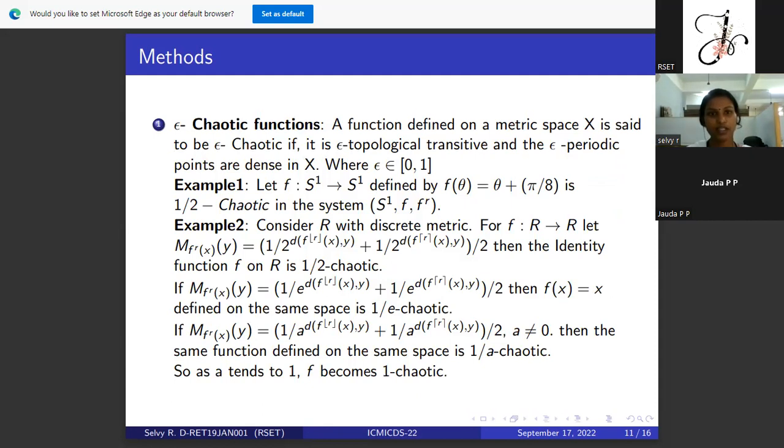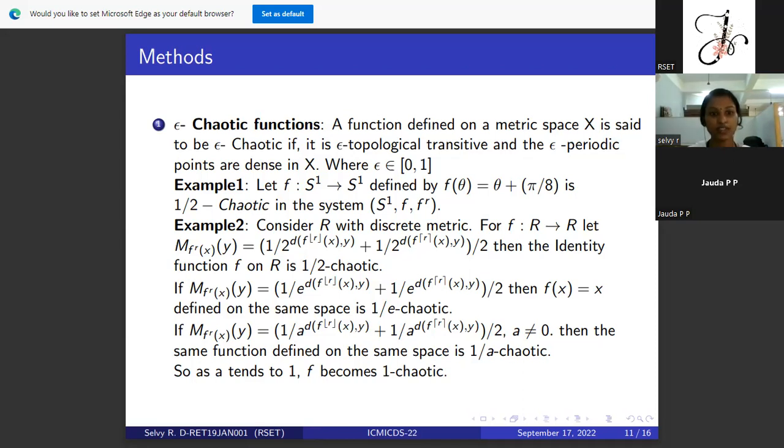For example, let f from S¹ to S¹ be defined by f(θ) = θ + π/8. This function is 1/2 chaotic in the system (S¹, f, F^r). And the next example is: consider R with a discrete metric and define f as the identity function.